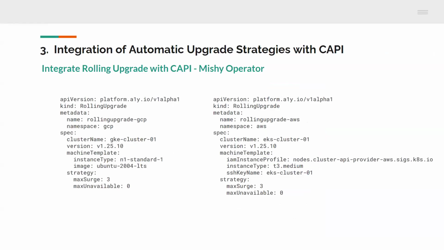We will talk about how to integrate an automatic upgrade strategy with Cluster API. We will provide a custom resource definition for the rolling upgrade. It will take the cluster name you want to upgrade, the version you want to upgrade to, and also the machine template that you want to use for that cluster.